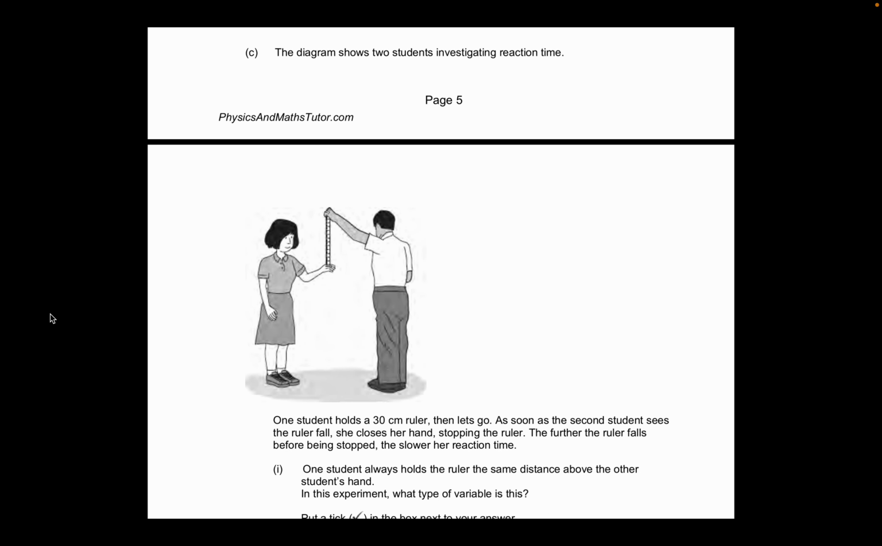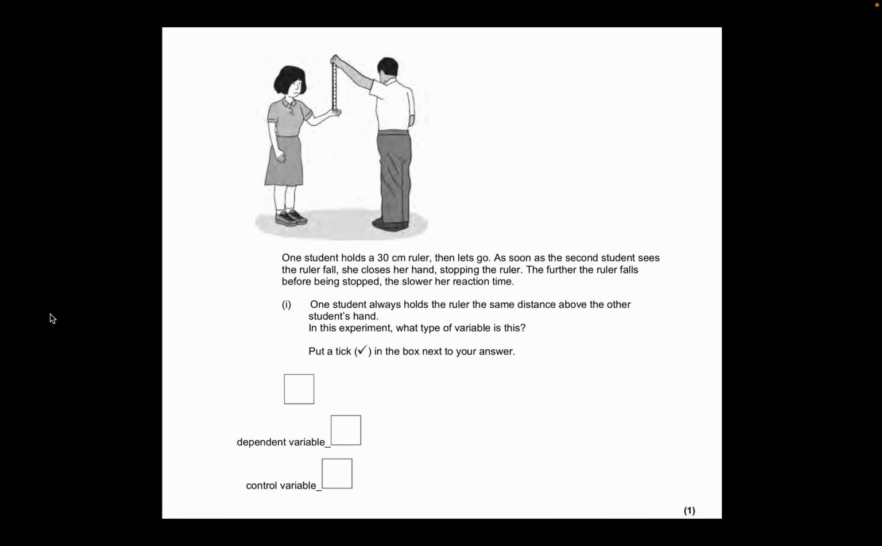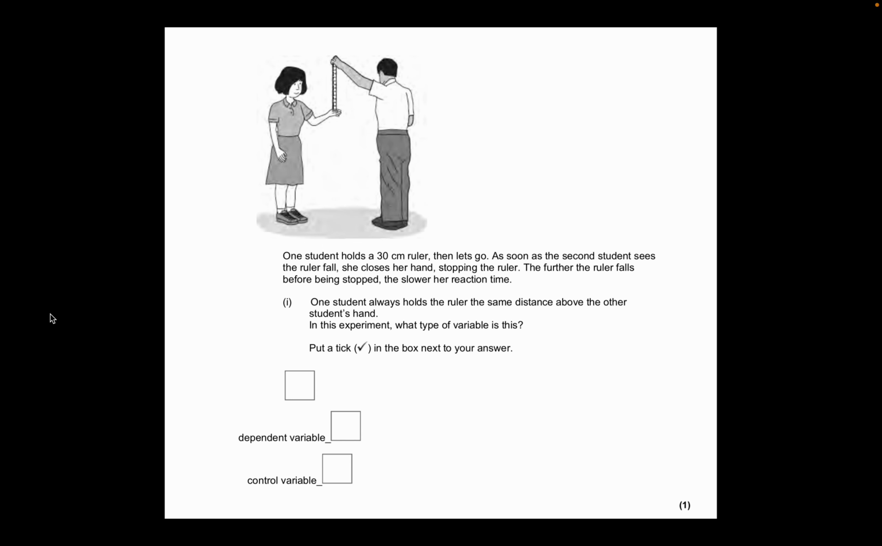The next question states that a diagram is showing 2 students investigating reaction time. You can see a diagram showing 2 students. One student holds a 30 centimeter ruler, then lets go. As soon as the second student sees the ruler fall, she closes her hand, stopping the ruler. Now the further the ruler falls before being stopped, the slower her reaction time. The question states one student always holds the ruler the same distance above the other student's hand. In this experiment, what type of variable is this? Put a tick in the box next to your answer.